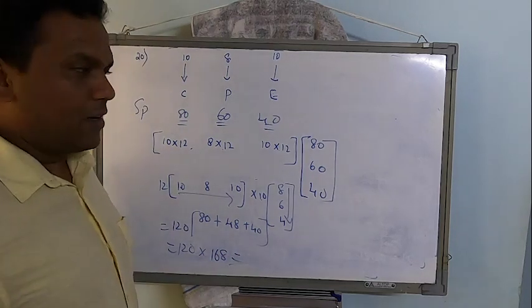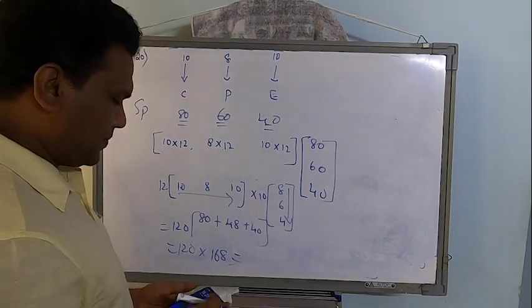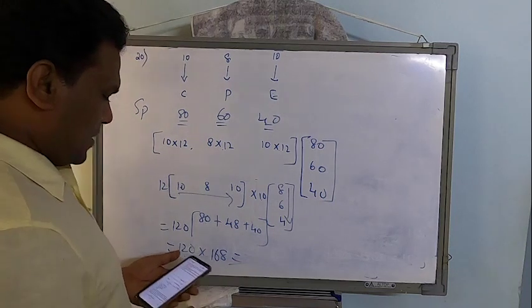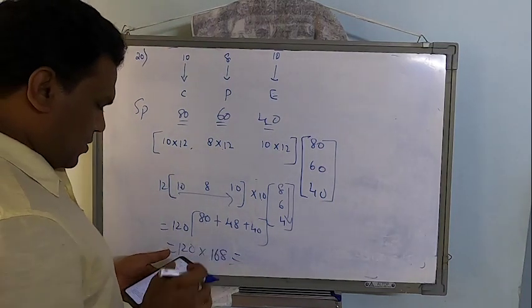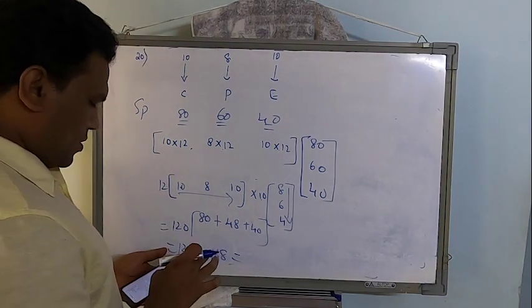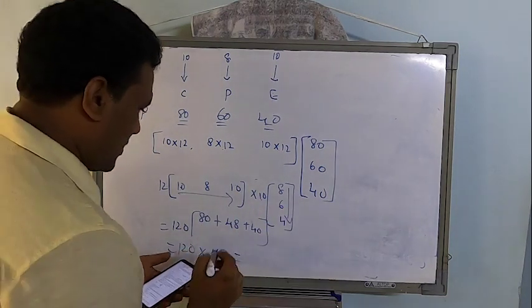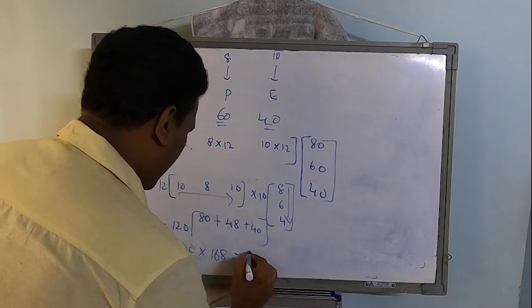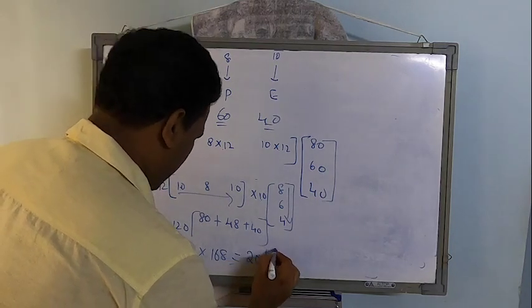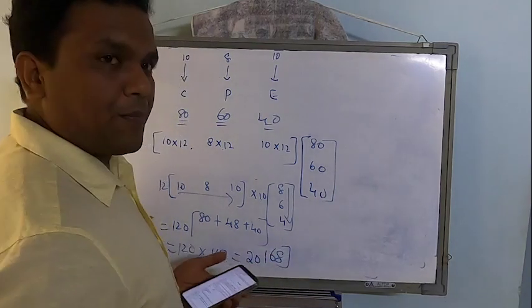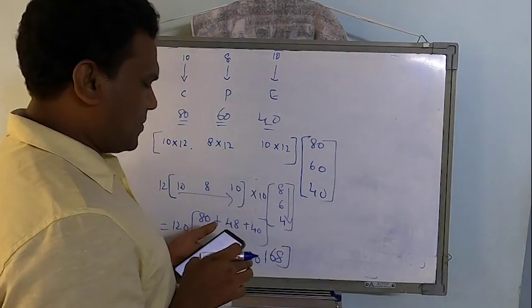So I will give you the final value. The second part of the previous problem I left, I just got to know. So I'll just tell you the final value you will be getting here, 20160. Okay, just a small mistake, students.